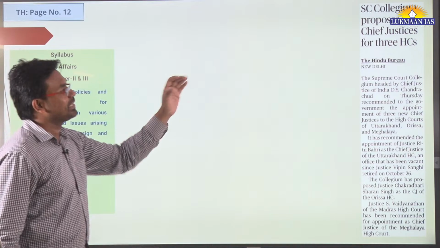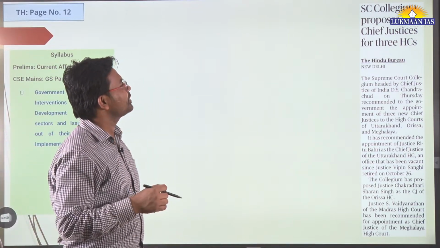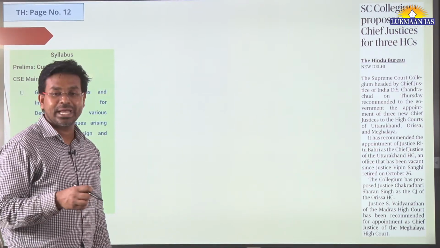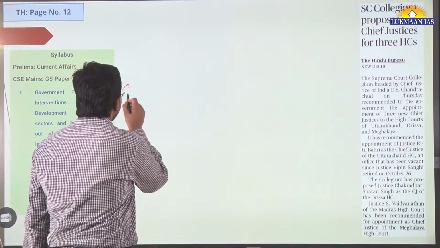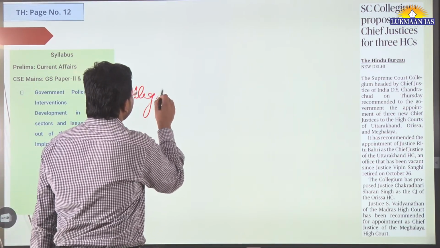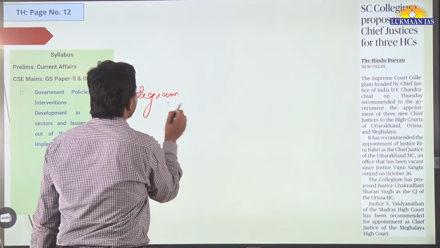Okay, so this is another topic. It says Supreme Court Collegium proposes new Chief Justices for 3 high courts. So in this article we will discuss the collegium system. So what is the collegium system?